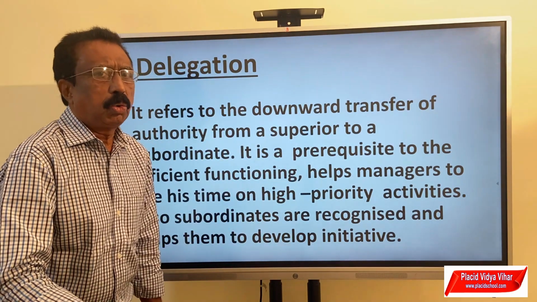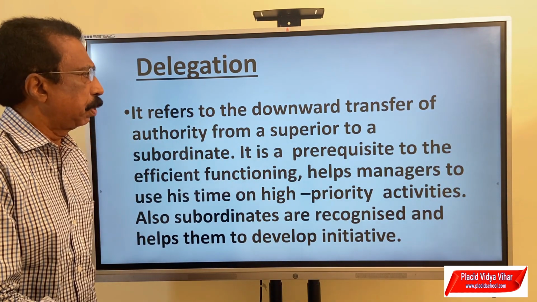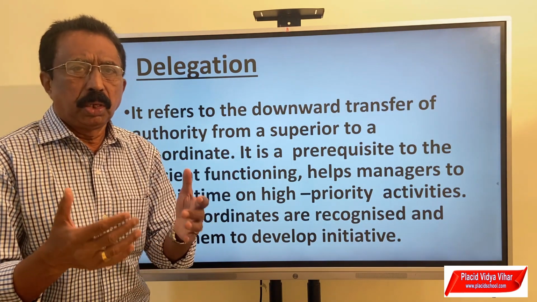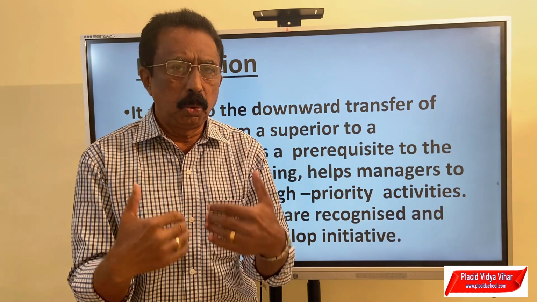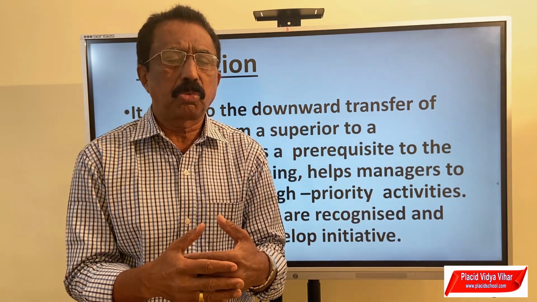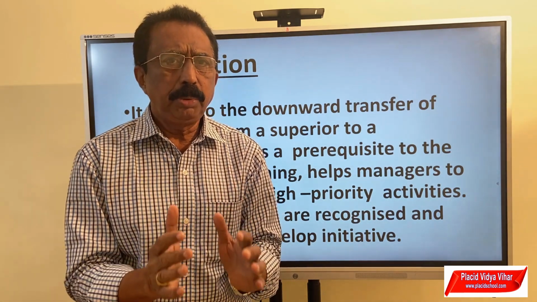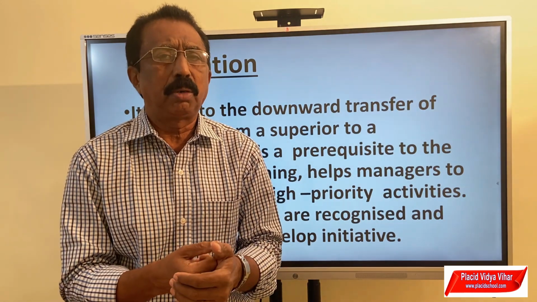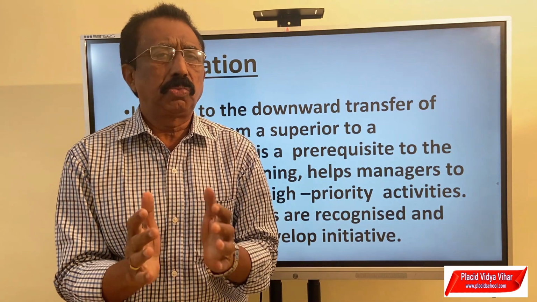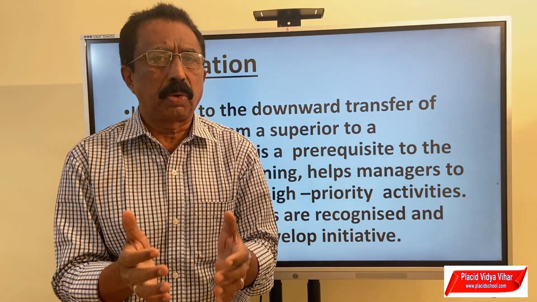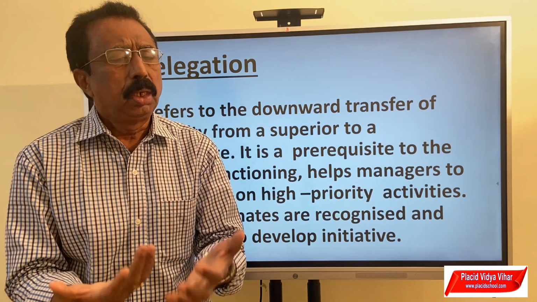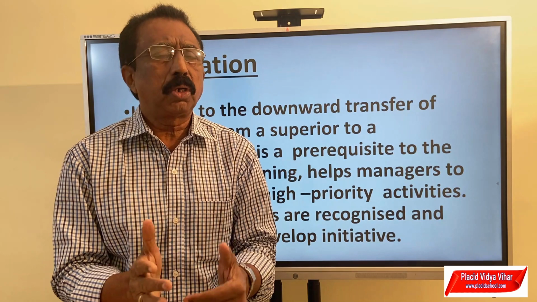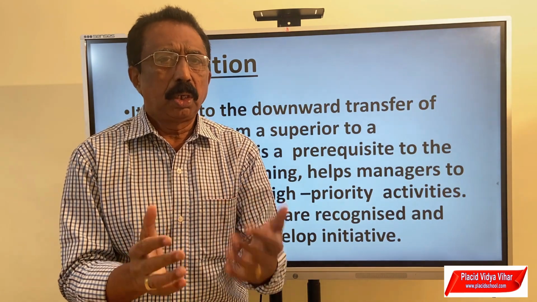Again, it refers to the downward transfer of authority from a superior to a subordinate. It says transfer of authority. When the principal is telling me to do something related to the school, he will be giving me the authority, the power to take decision. Otherwise, I will not be able to do it. So the power to take decision is known as authority. Whenever the principal or the manager of a business gives the work to the subordinate, authority should be given.